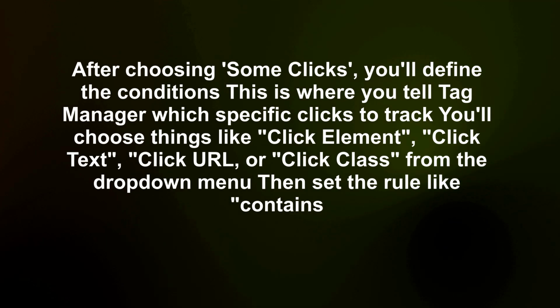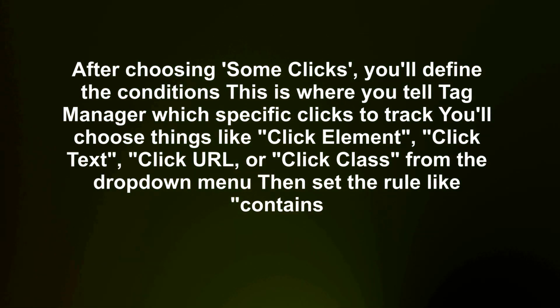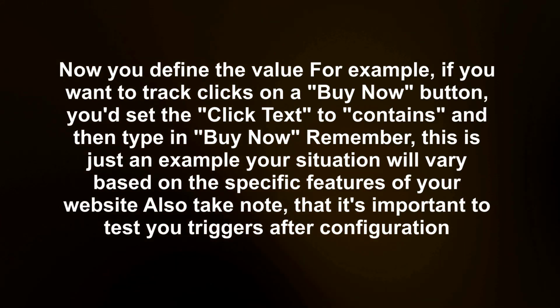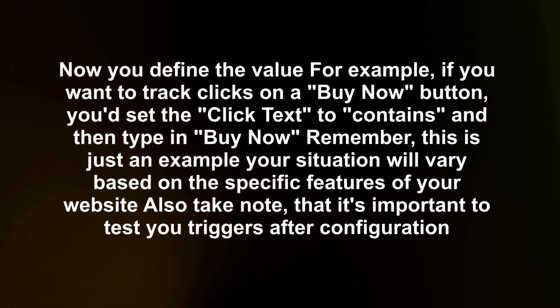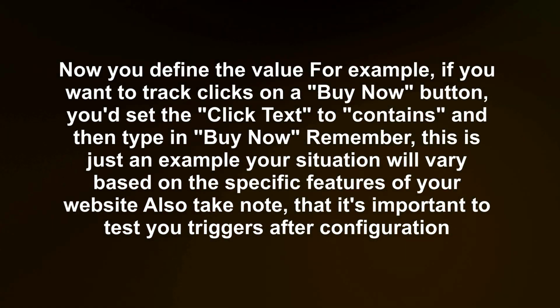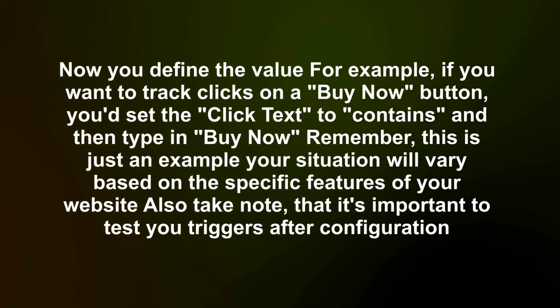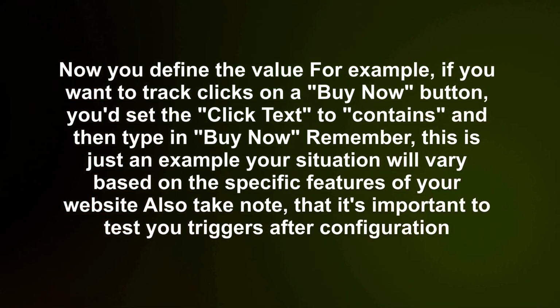You'll choose things like click element, click text, click URL, or click class from the drop-down menu, then set the rule, like contains. Now you define the value. For example, if you want to track clicks on a Buy Now button, you'd set the click text to contains and then type in Buy Now. Remember, this is just an example. Your situation will vary based on the specific features of your website.